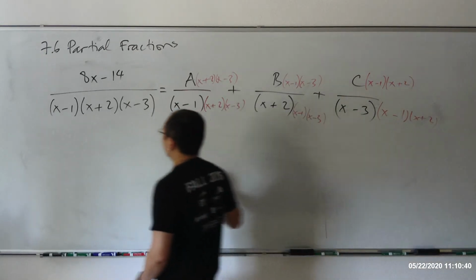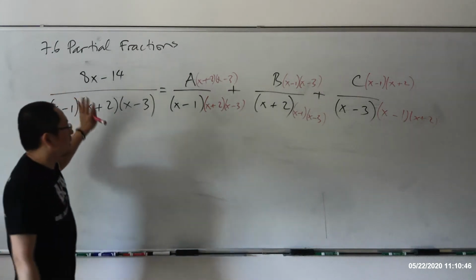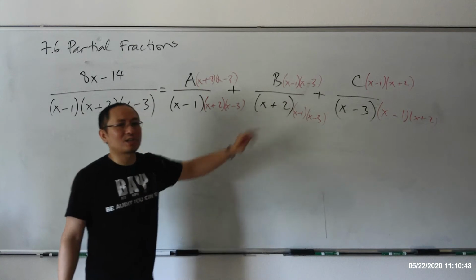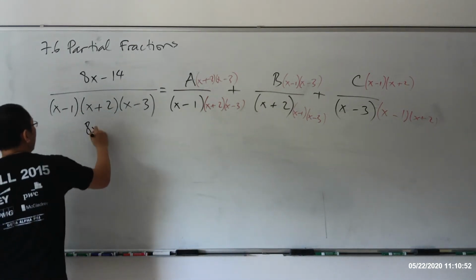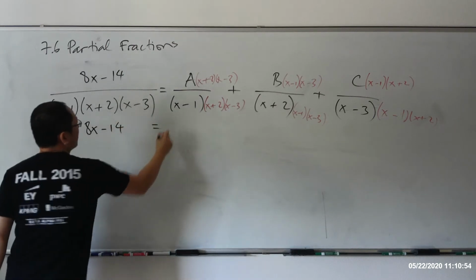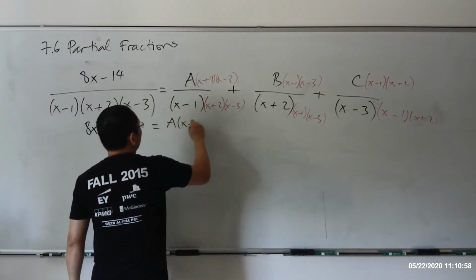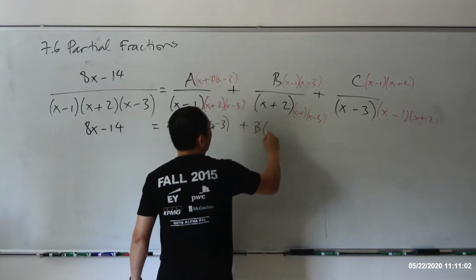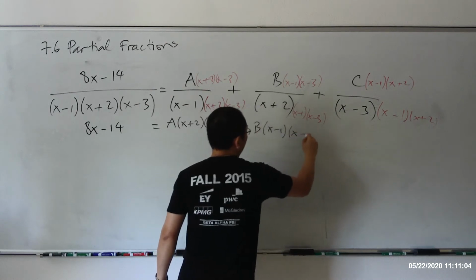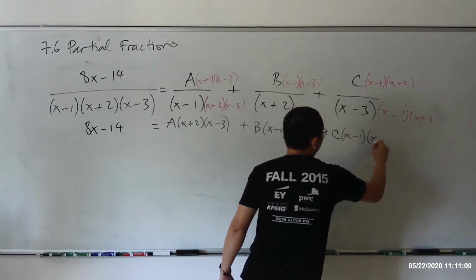And you see the purpose of this is to make all denominators the same, so you can work in the numerator. If the fraction on the left hand side is equal to the sum of the fractions on the right hand side, the numerator on the left, which is 8x minus 14, will be equal to the numerators on the right, which is a times x plus 2 times x minus 3, plus b times x minus 1, x minus 3, plus c times x minus 1, x plus 2.